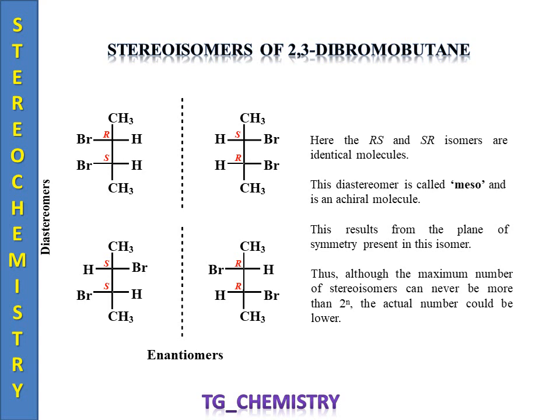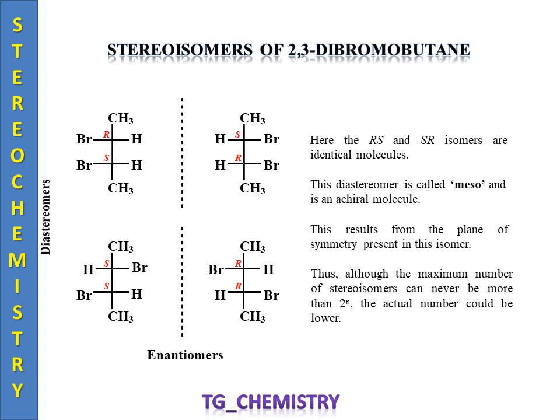Now we talk about 2,3-dibromobutane. It is a little bit interesting for this compound. Here the RS and SR isomers are eventually identical molecules, and this diastereomer is called a meso isomer because this is an achiral molecule. This results because you can easily find a plane of symmetry present in the isomer going between the 2 and 3 carbon centers, dividing the molecule into two equal halves. So it should be an achiral molecule.